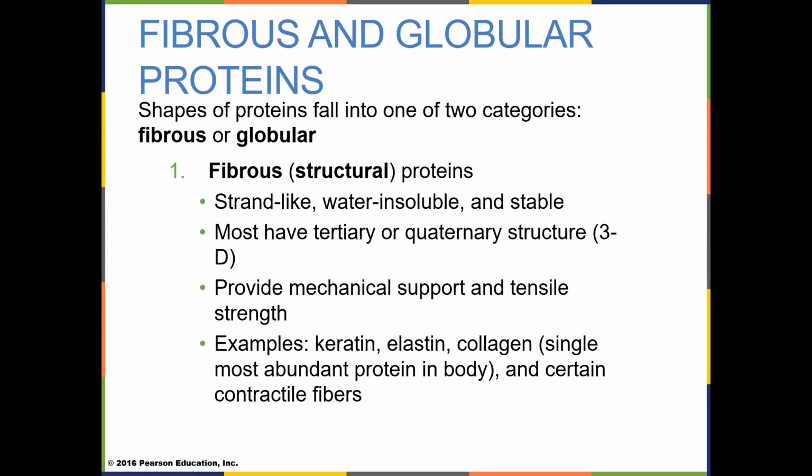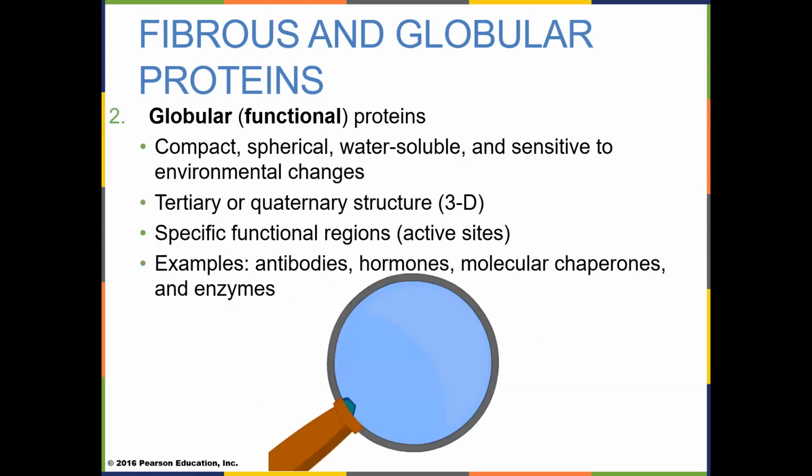Collagen, and how many times can I say the single most abundant protein in the body, as well as the proteins actin and myosin. Actin and myosin are the contractile proteins we use in skeletal muscle. These are very, very stable. They're very strong. The globular proteins, on the other hand, are the functional proteins. They do things. They form enzymes.